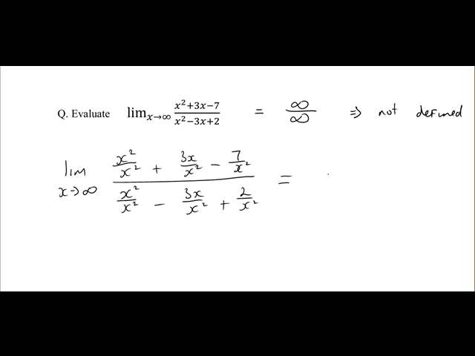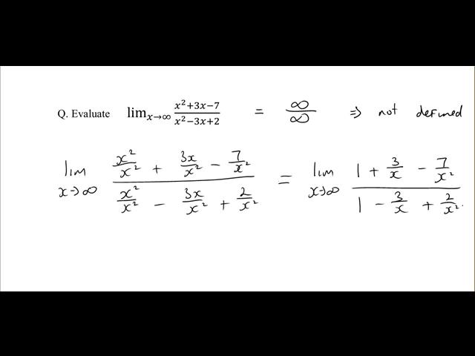Next we simplify our equation. It's still the limit as x approaches infinity. x squared divided by x squared is 1. 3x divided by x squared is 3 over x, minus 7 over x squared. At the bottom we have x squared divided by x squared, which again is 1, minus 3 over x plus 2 over x squared.